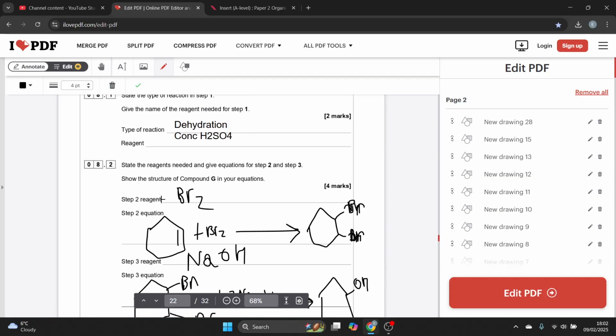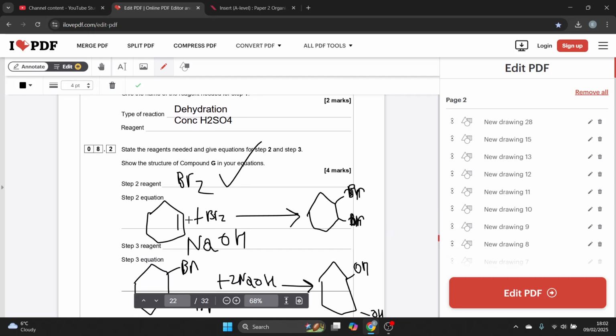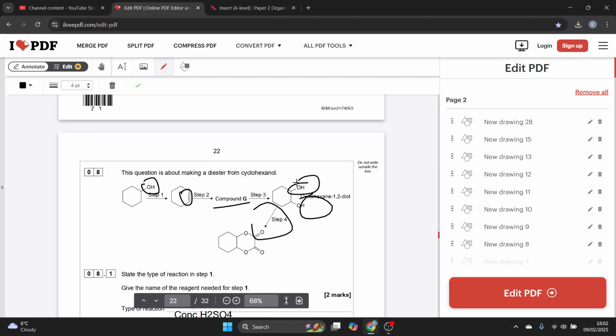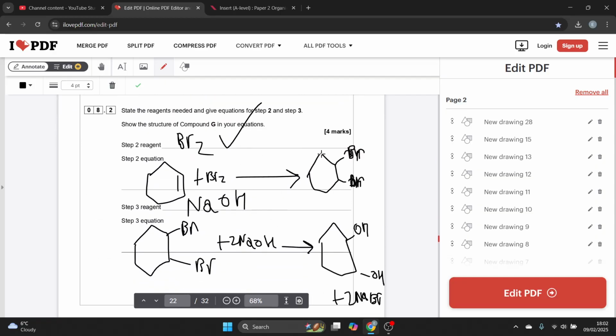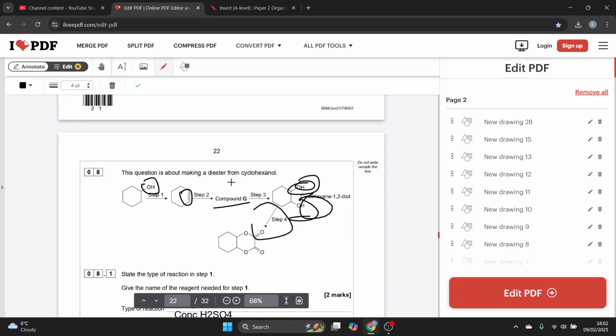So in the step 2 region, Br2: your alkene plus your Br2 to swap with this. And remember, with these, how else would you get these two OH groups? Got the Br, the electrophilic addition one. So then you add your Br, and step 3 region, sodium hydroxide. Well, how do you get from the Br to this?